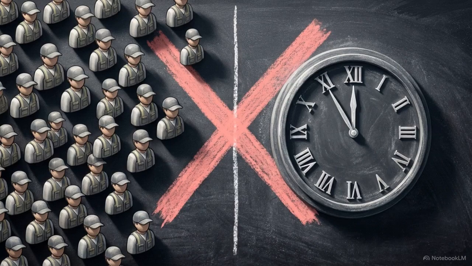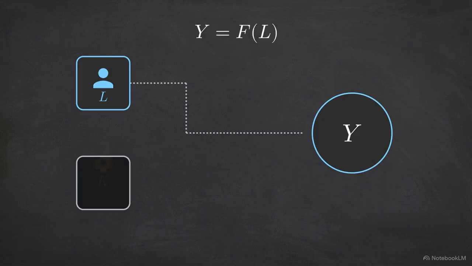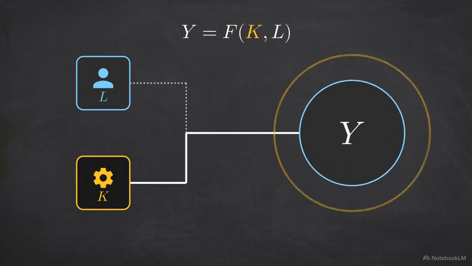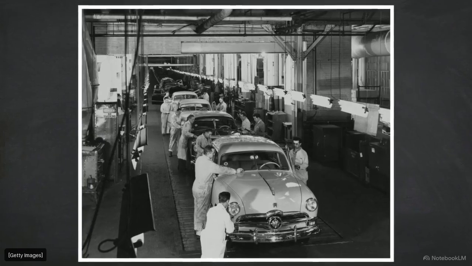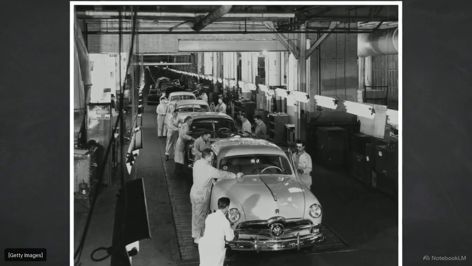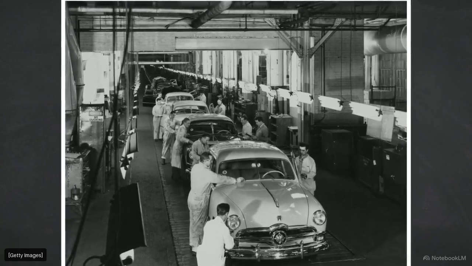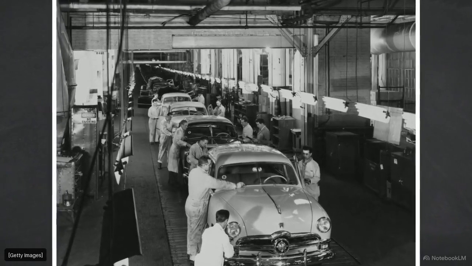Because of diminishing returns, a society cannot achieve infinite economic growth simply by increasing its population or mandating longer working hours. This brings us to our second input, physical capital, or K. Our equation expands to y = F(K, L). Physical capital refers to the tangible resources used in production, such as machinery, factories, and transport vessels.